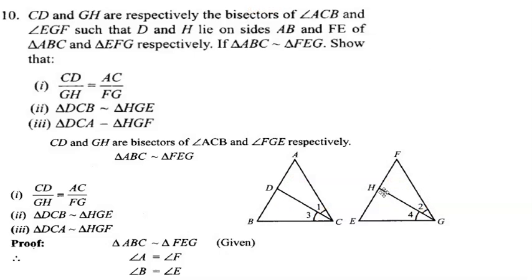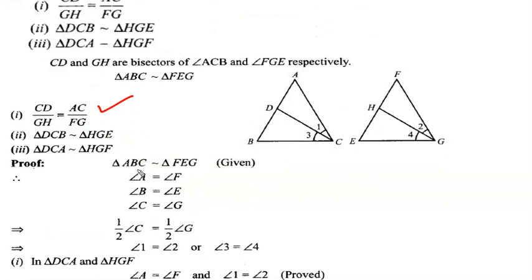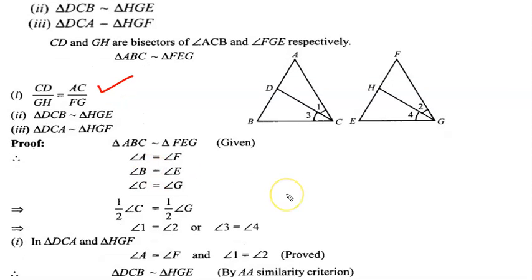So let's start now. How can you do it? Quite simple. What is given to us is that CD and GH are the bisectors of the angles. Therefore triangle ABC is similar to triangle EFG. So these two triangles are similar, given to us. First we have to prove that CD by GH is equal to AC by GF. So we take these two triangles ABC and FEG.